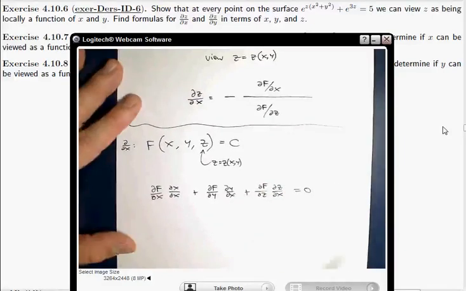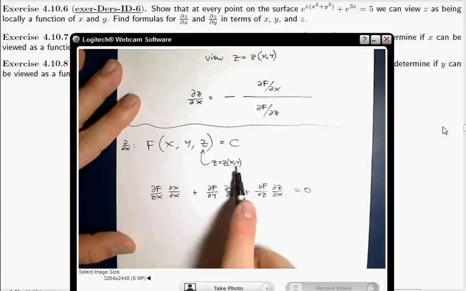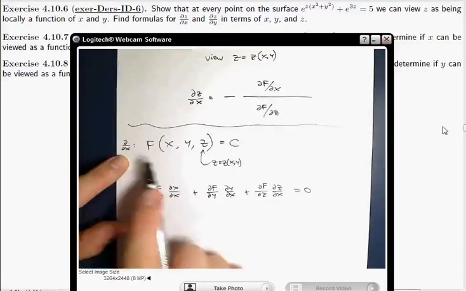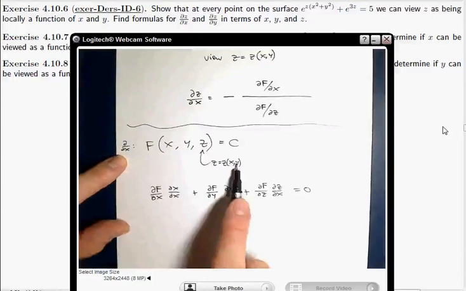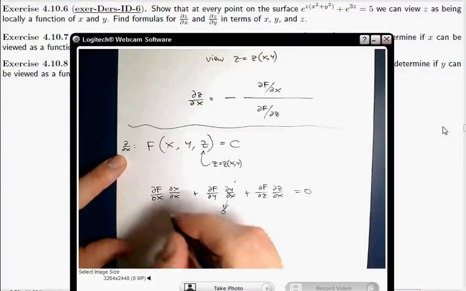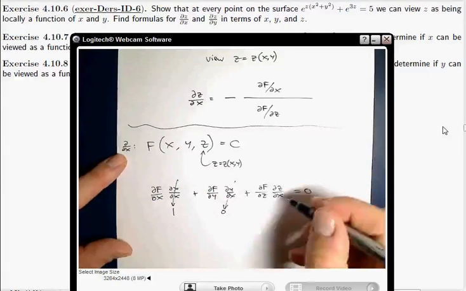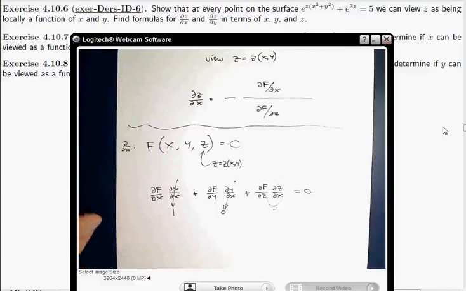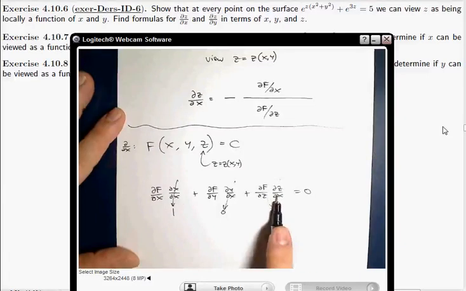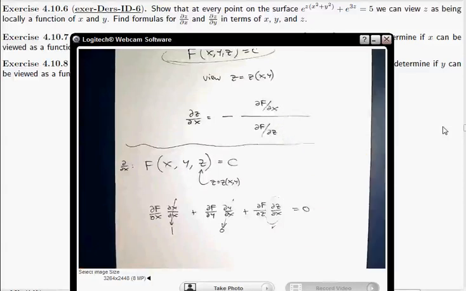Now, what do all these things in here mean? Keep in mind, everything in here is a function of x and y. We're taking a partial with respect to x, which means we're going to view y as being a constant, and if y is a constant, that's 0. And, of course, this is just 1, and that's what we're trying to solve for. And if you just then solve in this equation for the thing that you want, you get that equation. So it's just a shortcut way to find dz.